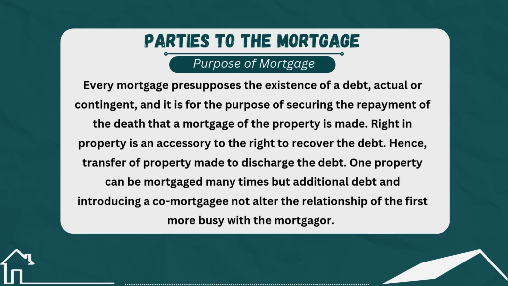Point number 4, the purpose of the mortgage. Every mortgage presupposes the existence of a debt, actual or contingent, and it is for the purpose of securing the repayment of the debt that a mortgage of the property is made. The right in property is an accessory to the right to recover the debt. Hence, the transfer of property is made to discharge the debt. One property can be mortgaged many times, but an additional debt and introducing a co-mortgagee do not alter the relationship of the first mortgagee with the mortgagor.